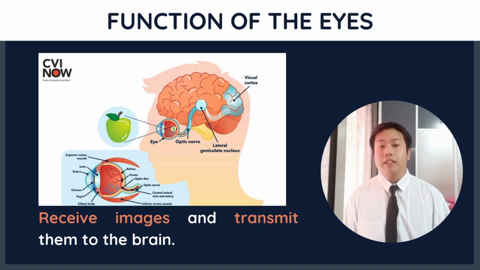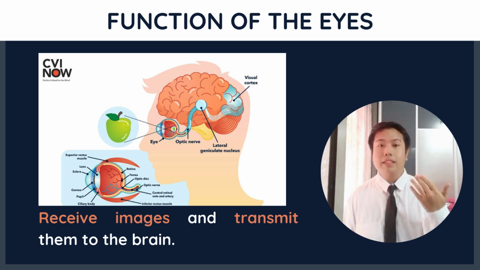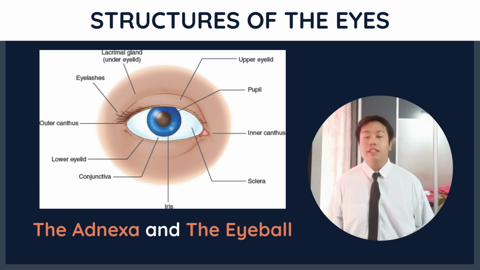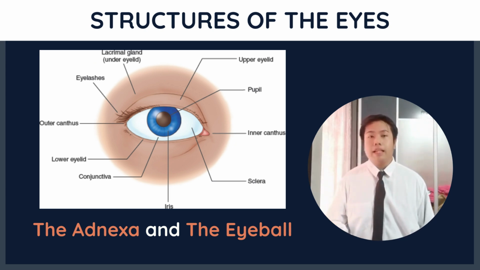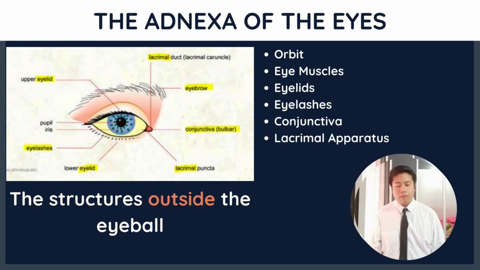Basically, the eyes are the receptor organs of sight, and their function is to receive images and transmit them to the brain. Next is the structure of the eye. The structure of the eye includes the eyeball and the adnexa, which are attached to or surround the eyeball.